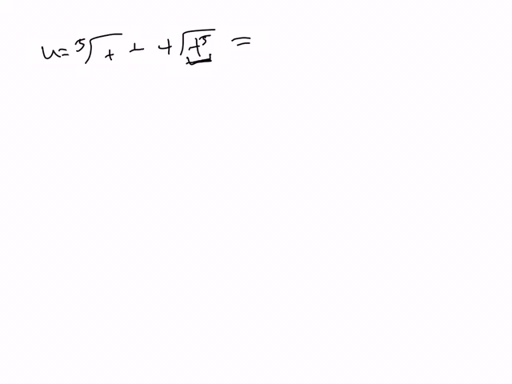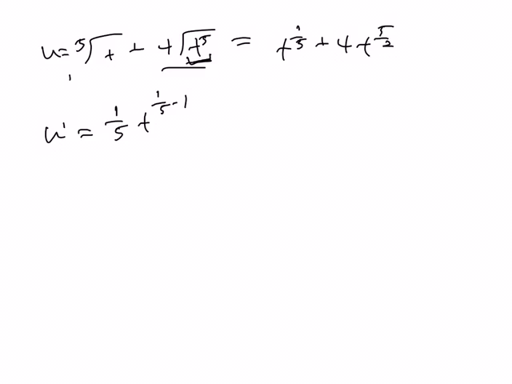So this is going to equal t to the 1/5 plus 4, and then you're going to have t^5 to the 1/2, which is equal to t to the 5/2. That's what this is equal to. So it's going to be equal to 4 times t to the 5/2. And now everything is in terms of just t, so now we can just take the derivative. So we have u prime is just going to be equal to 1/5 t to the 1/5 minus 1 plus 5/2 times 4 t to the 5/2 minus 1.